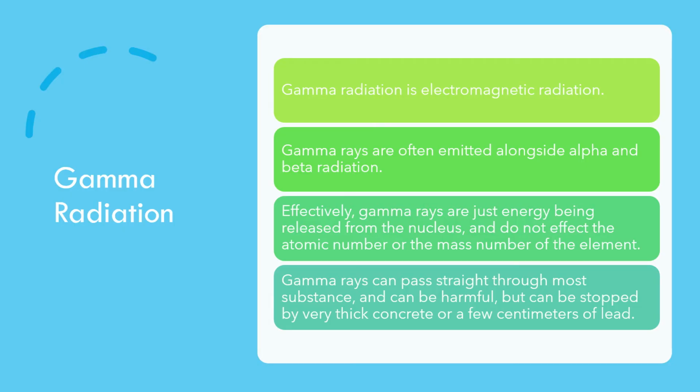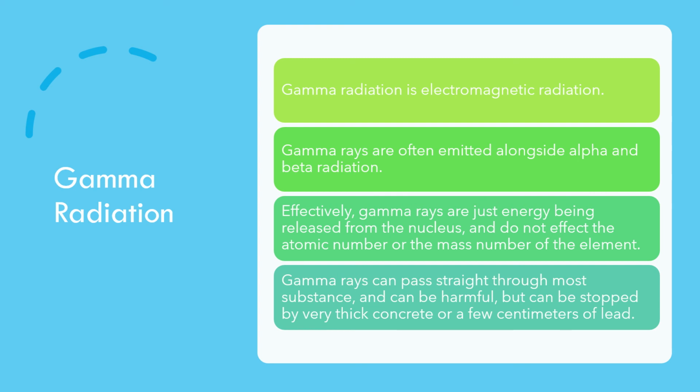The last form of radiation we'll talk about is gamma radiation. Gamma radiation is effectively just electromagnetic radiation, like UV rays, X-rays, or light. Gamma radiation is, however, very high energy electromagnetic radiation. So high energy, in fact, that it can be very dangerous.